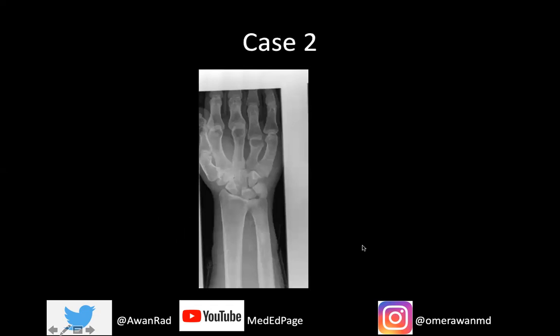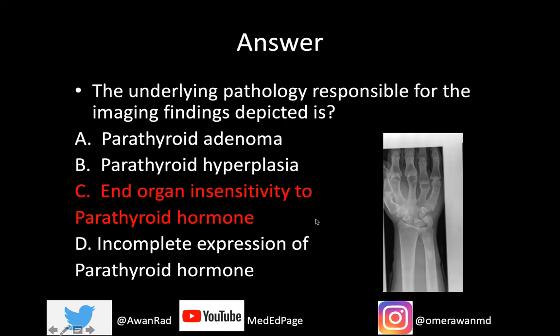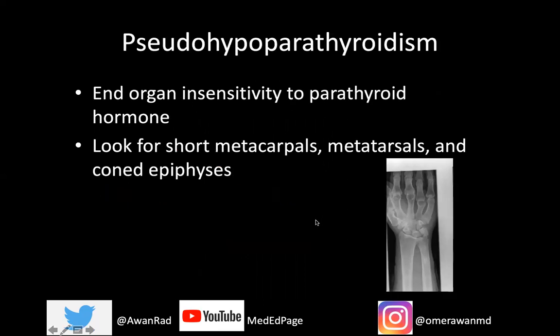Case 2, we have a frontal view of the hand. And the question that we have is, the underlying pathology responsible for the imaging findings depicted is what? Well, here we have a shortened fourth metacarpal. Okay, and that's usually due to pseudohypoparathyroidism. And of course, the answer here would be C, end organ insensitivity to the parathyroid hormone. This occurs in pseudohypoparathyroidism. Other findings are short metacarpals, short metatarsals, and coned epiphyses in the pediatric population.